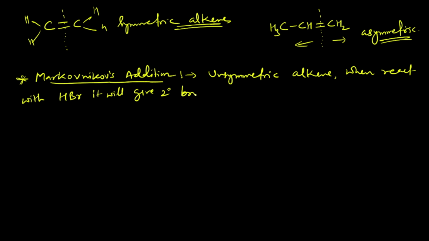2-degree bromide as a major product. Got it? So this is your alkene CH3. Sorry, here it will be a single bond CH, double bond CH2. Now reacting with HBr.